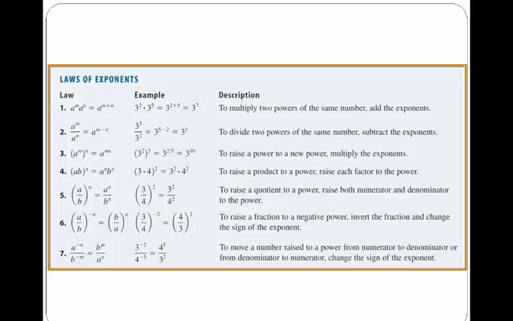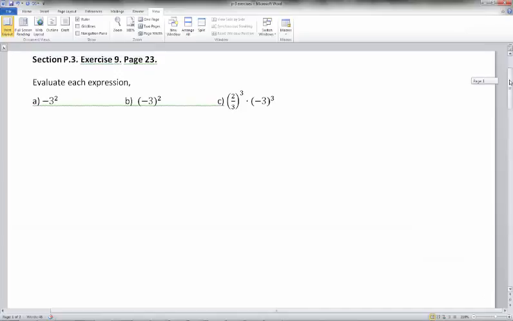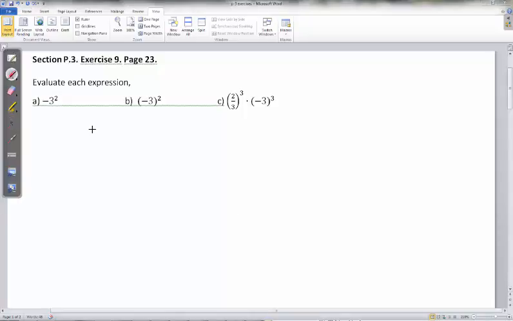Let's get to the exercises. The first problem we're going to look at is exercise 9 on page 23 of the book. All of these exercises are going to be in section P3. Starting off, this is just a problem dealing with the interaction of negative signs and powers. The key reason I want to do this exercise is to highlight the difference between A and B.